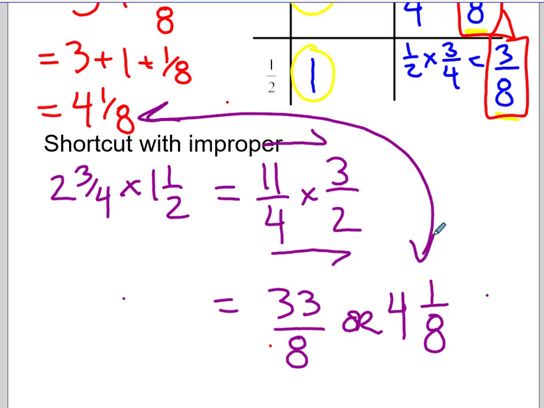So that's 2 ways to approach the same problem. You have to find what works for you. So you have a multiplying fractions task, so thanks for tuning in.